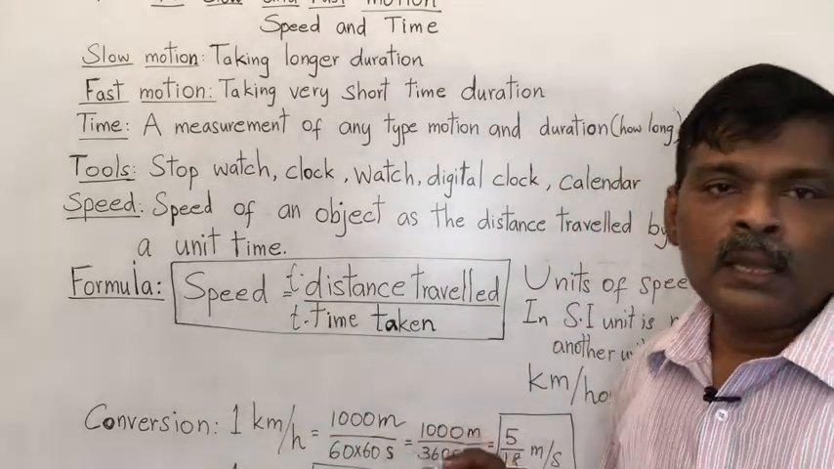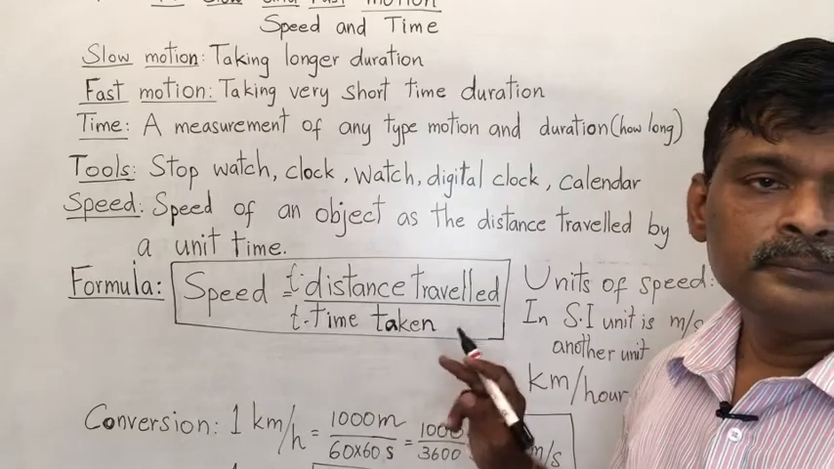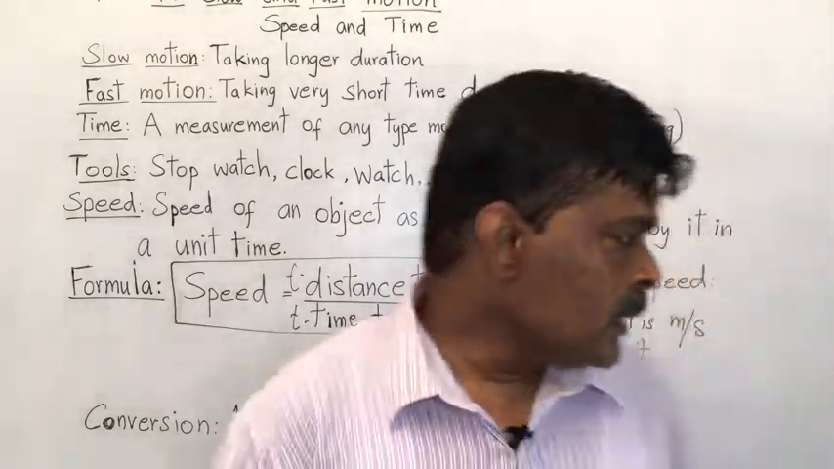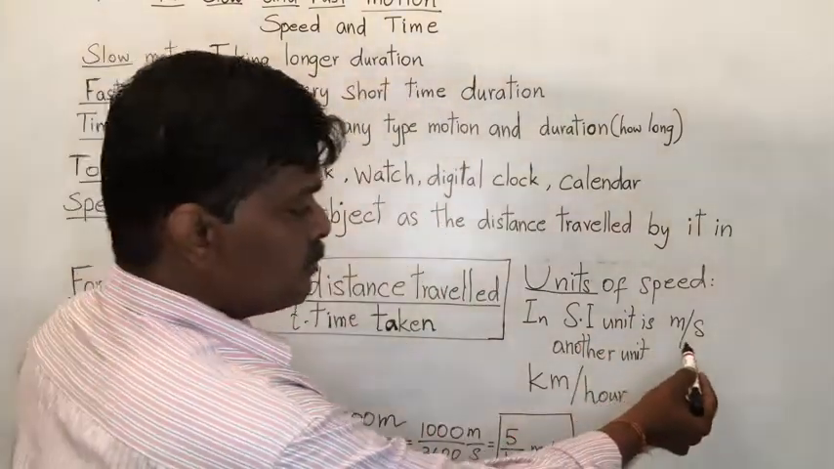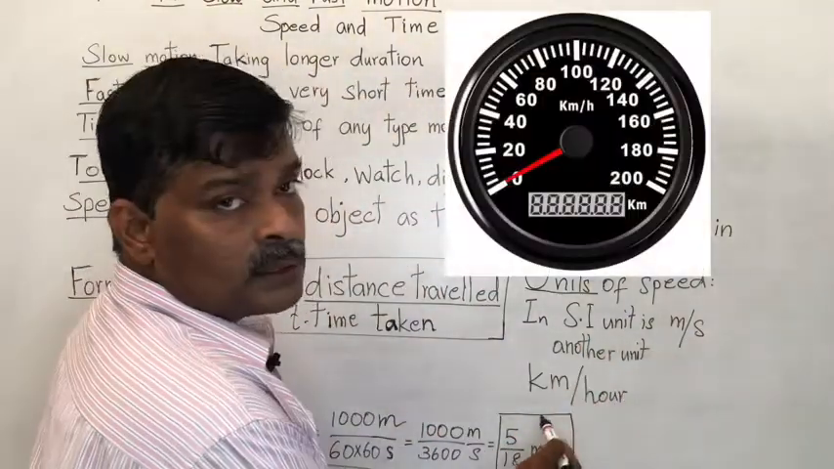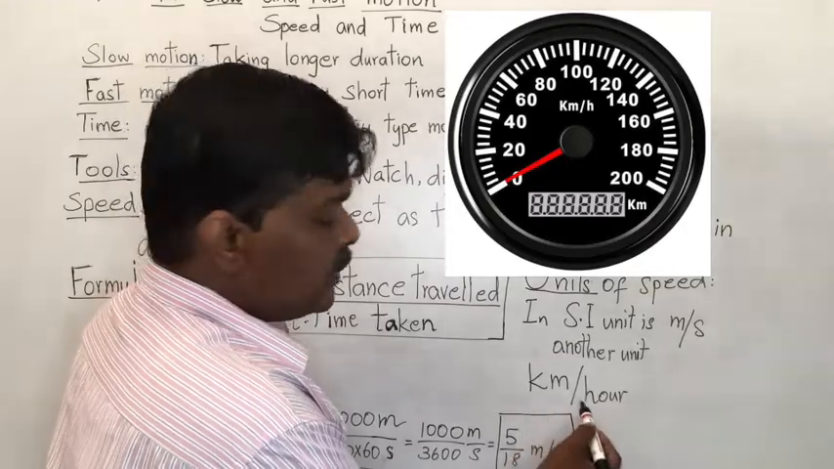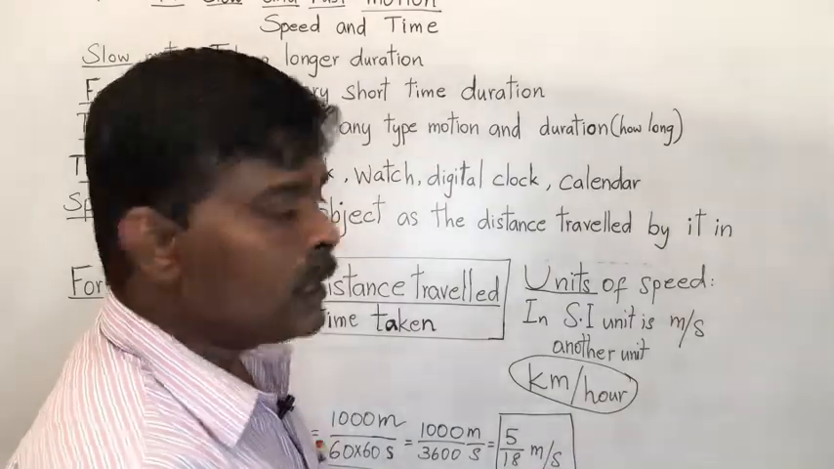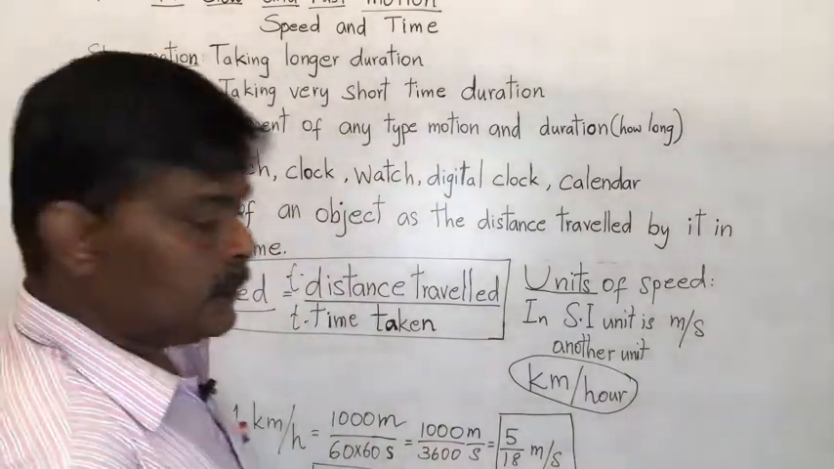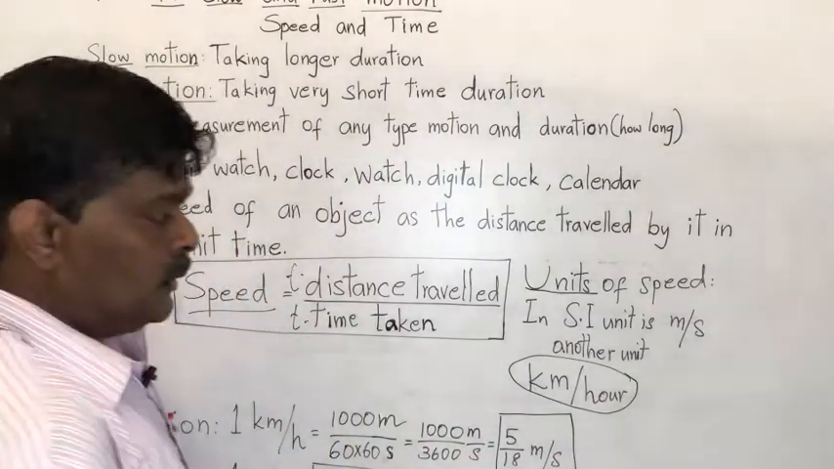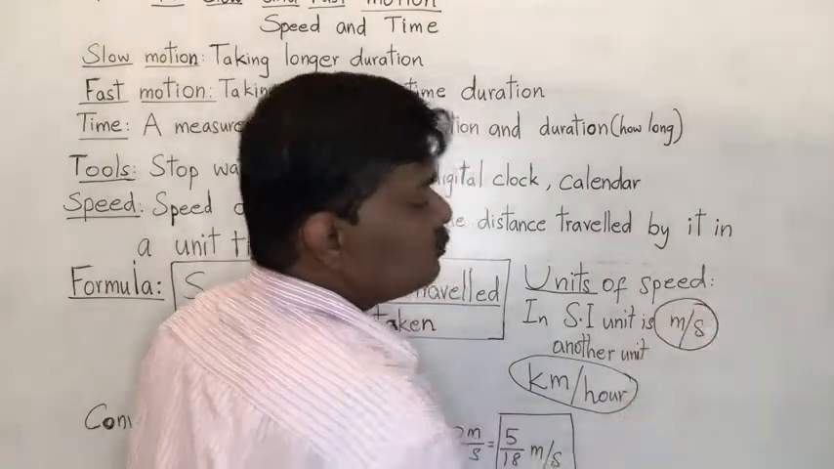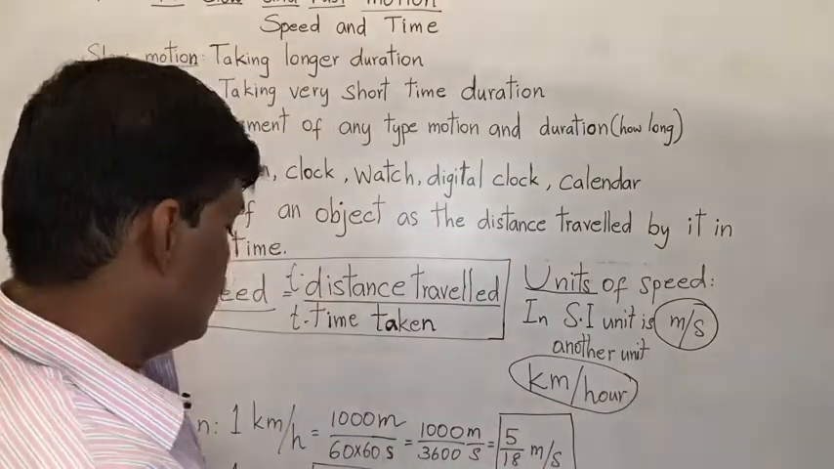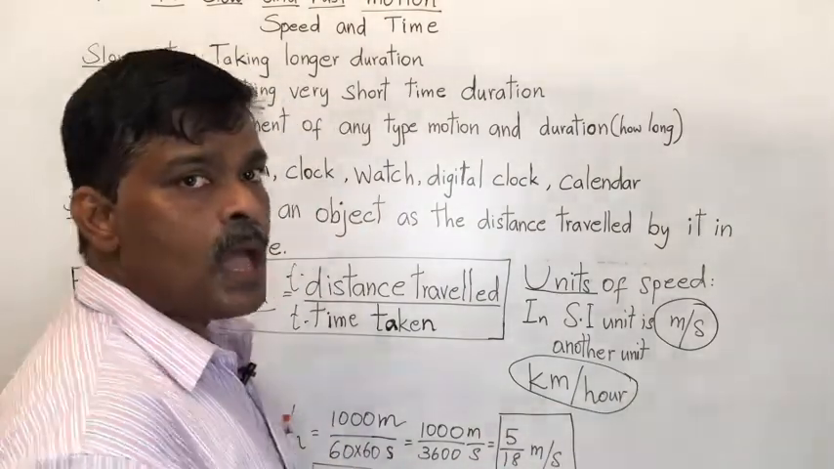Next, we need a unit for speed. We have two types of units. One is the SI unit, that is meter per second. Another unit is kilometer per hour, which is somewhat a higher unit we use for speed. Next, conversion. Now we have two types of speed units, meter per second and kilometer per hour, and we want to convert from one to another.